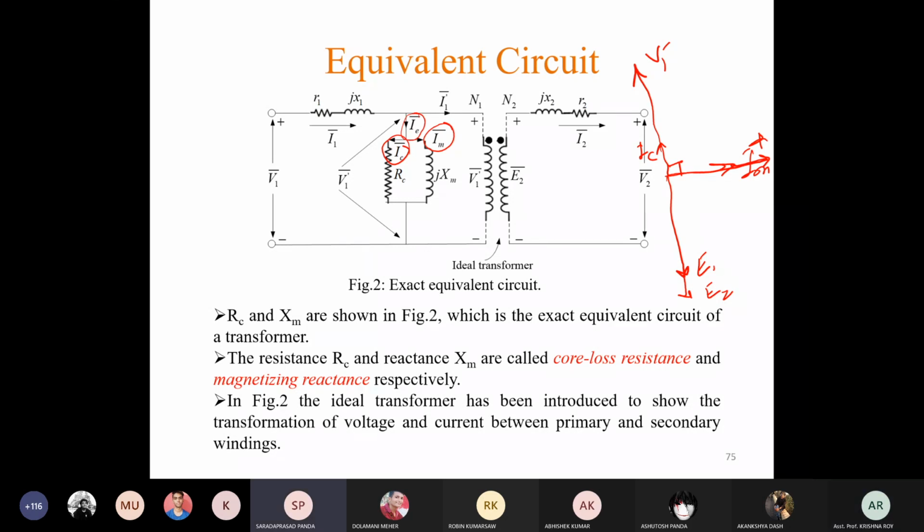Okay, sir, got it. Sir, from the equation you wrote, IE equals IE dash, IE equals IE plus IM. No, no. IE is equal to IC plus IM. Phasor sum. If you find the resultant of these two, you will get IE. These are phasor sums, not algebraic sums.